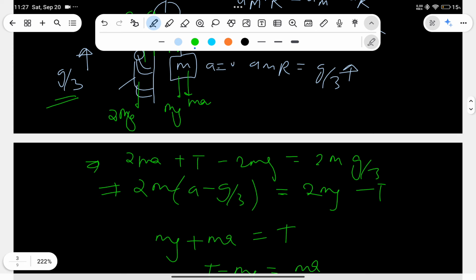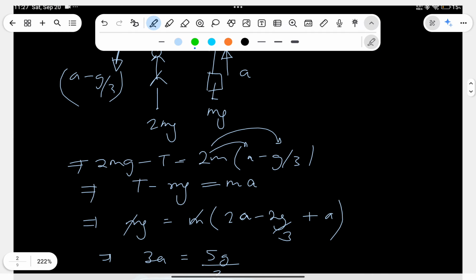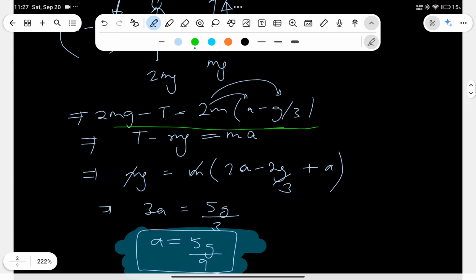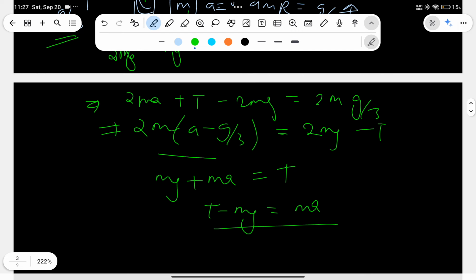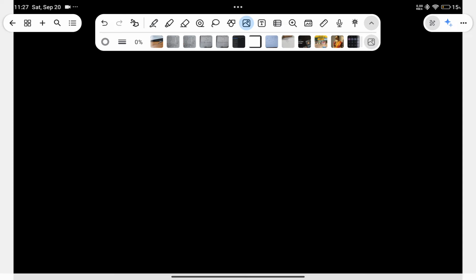Now you can see the tension minus mg equation will be the same as the equation that we have already framed here. 2mg minus t equals 2m into a minus g by 3, and t minus mg equals ma. Same equations, so I think you understood it correctly. Now I'm going to give you one question from Irodov. Let's solve that.